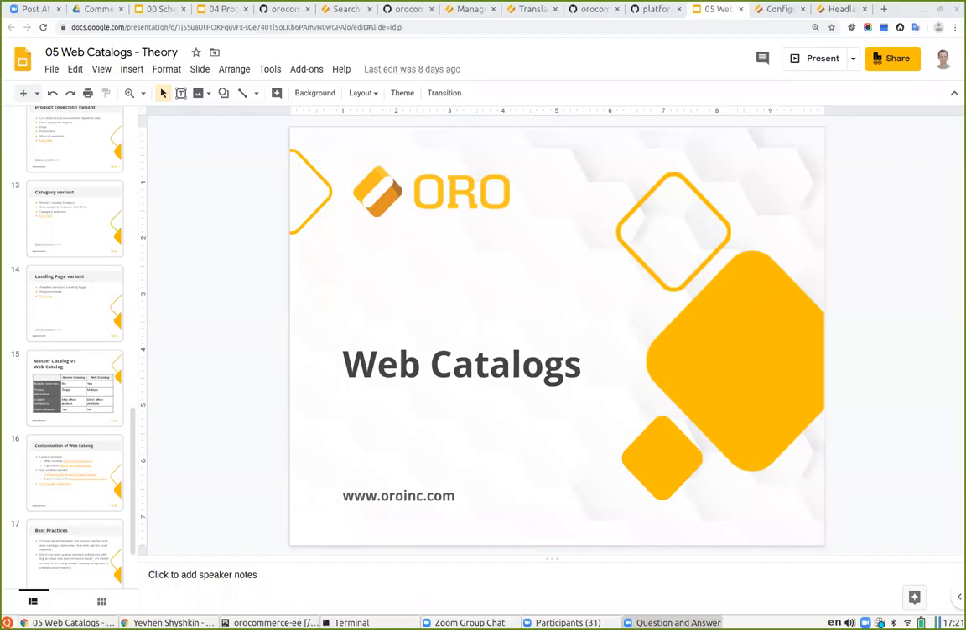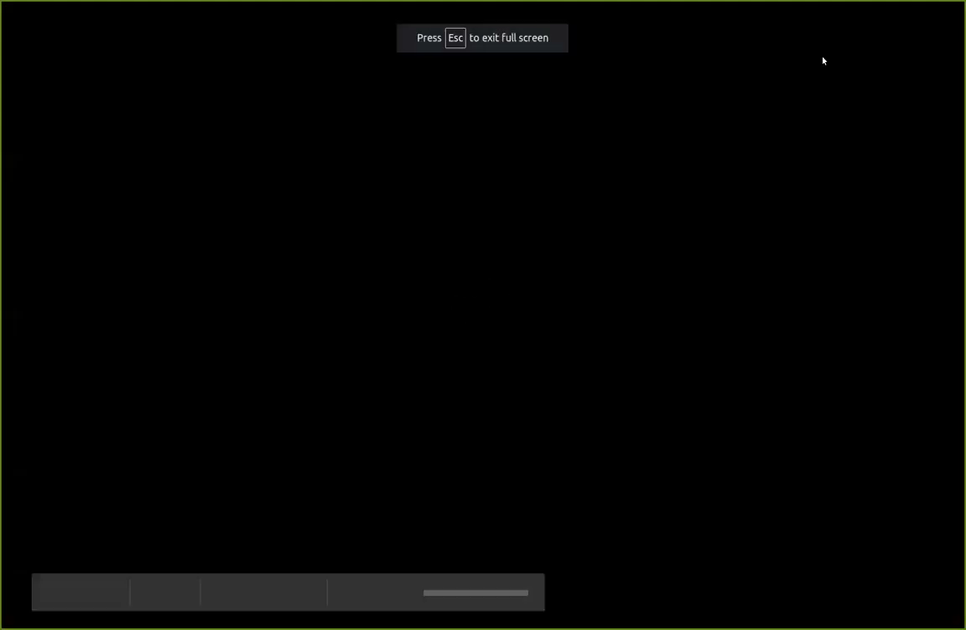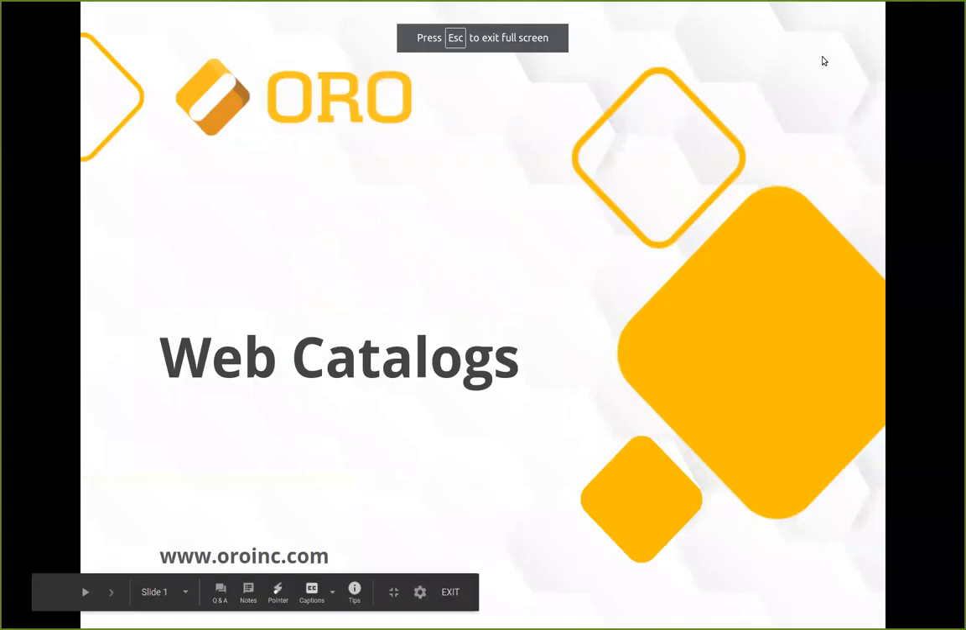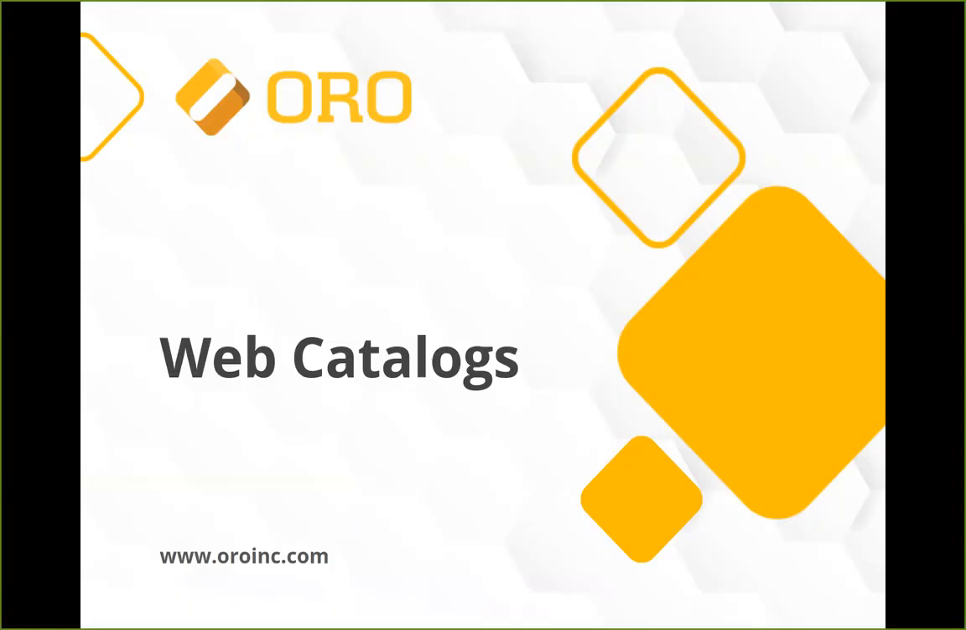Okay, let us continue. Looks like we have no more questions in chats. So our next topic is web catalogs. As part of this topic, we're going to check what web catalogs are, how they differ from the master catalogs, what kind of custom features you have there, and how to assign them to different websites.